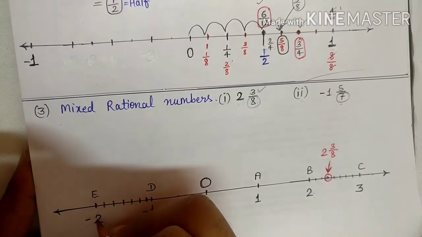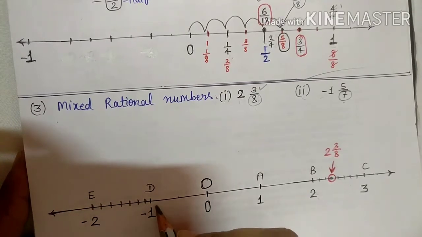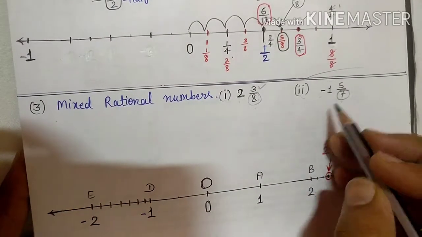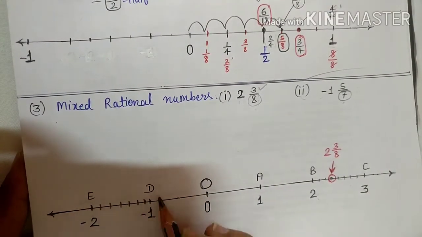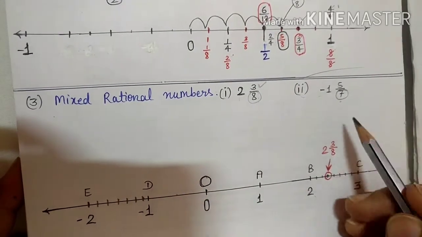2 is the only 7th. 7 will come on 2 only. Okay, so we have divided the gap between minus 1 and minus 2, you can say DE, into 7 equal parts. Okay, clear? Now what is the work of the numerator?